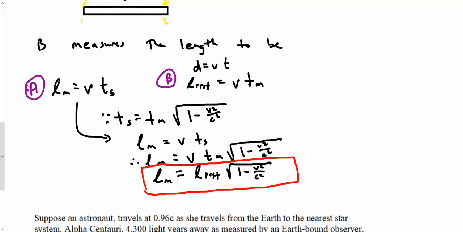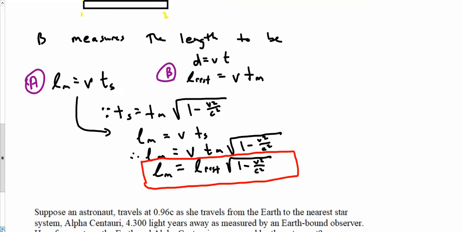So the length that someone would measure if I was watching a spaceship fly by me really fast would be the length of the thing if it wasn't moving, times this factor. Now keep in mind that this factor is always less than 1, always. So something times something smaller than 1 is always going to be smaller. So lengths contract when things start to move very fast.